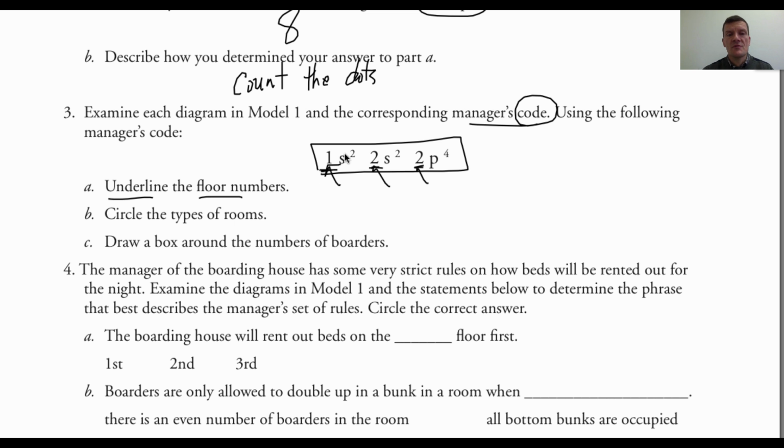Circle the types of room. So we have sunny or pink. Draw a box around the number of borders. Well, this just means you have 2 borders, that small 2, that small superscript 2 there, means you got 2 borders in a sunny room on the first floor. Here, 2 borders in a sunny room on the second floor. Here, 4 borders in a pink room on the second floor.